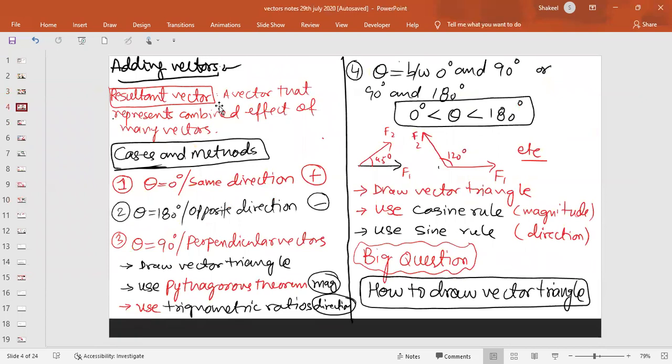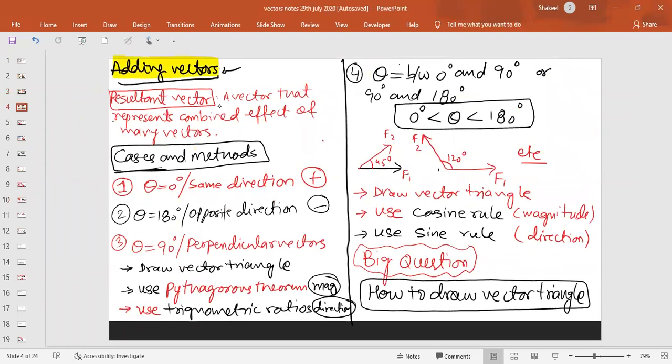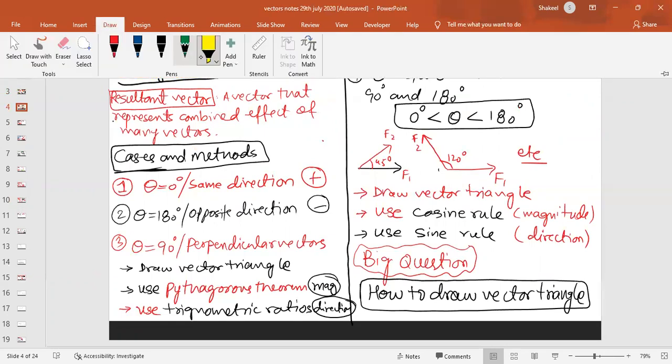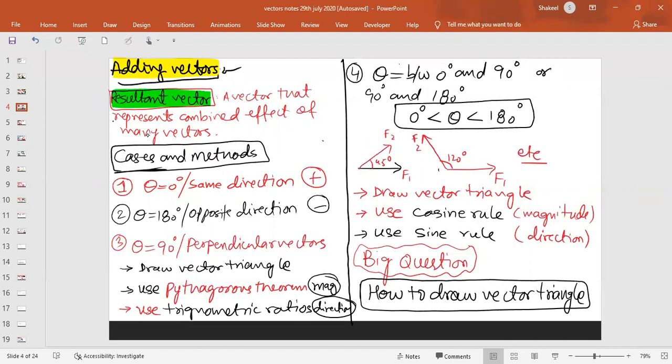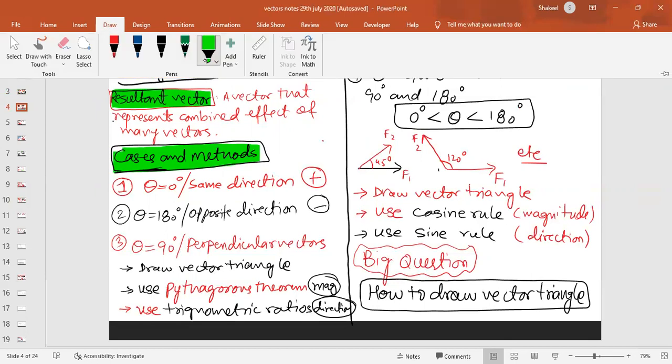Okay, next thing is how we can add vectors. Unlike scalars, where you use simple arithmetic rules like 2 plus 2 is 4 and 2 minus 2 is 0, in vectors the direction is important. That's why you have to follow certain rules to add vectors. So let's have an eye upon them. First of all, we have to look at what the resultant vector is. A resultant vector is a vector that represents the combined effect of many vectors. Then we have to look at how many cases and examples there are for resultant vectors. So let's look at them.